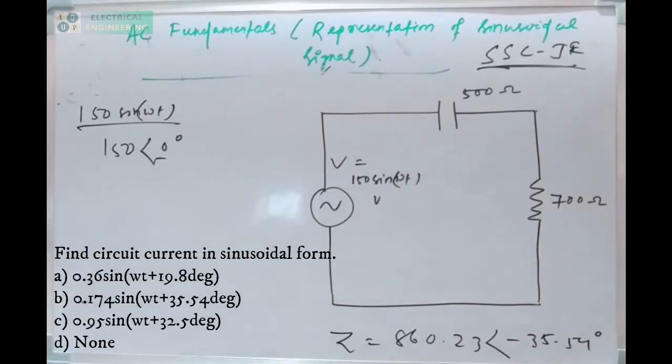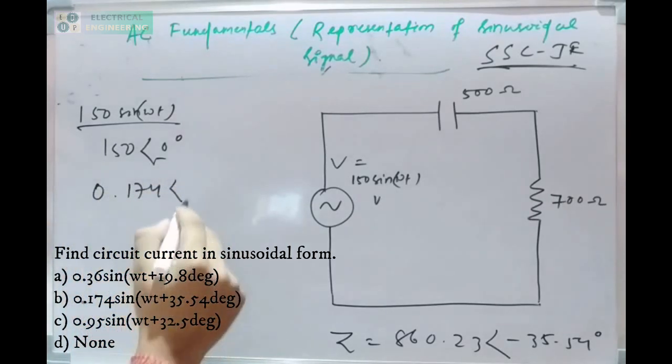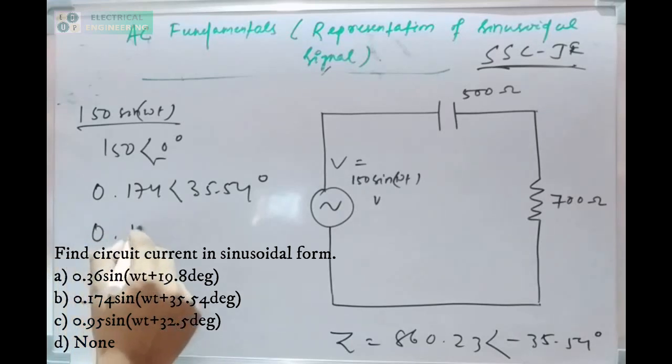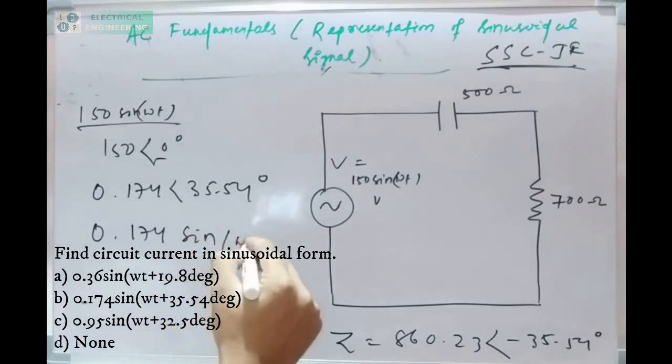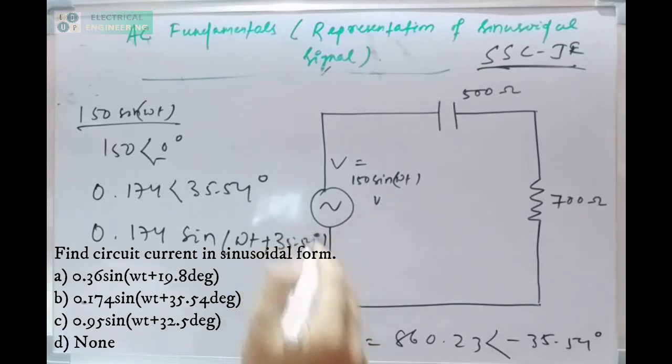The next question is, find out the circuit current in sinusoidal form. Okay, how much did we get in the polar form? That is 0.174 angle 35.54 degree. So how much will it be in the sinusoidal form? It will be the same value with sine omega t plus 35.54 degree.